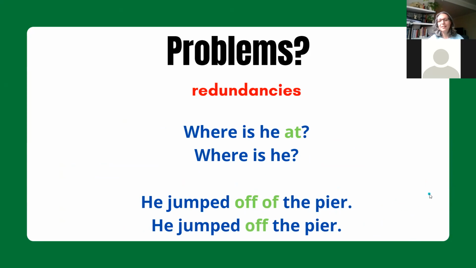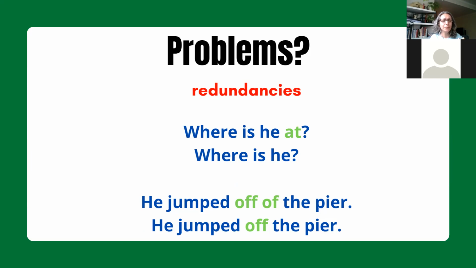Other problems are redundancies, and those are quite common. And oh, here's an answer to Claudia's question about giving an example. There are some groups of population that will say, where is he at? And that's a redundancy because where has to do with location. So being at somewhere is already accounted for, the place, when we use where. So using at again is just redundant. It's the same thing. So it's repeating. We can just say, where is he? So that's one example of those usages that are a bit off.